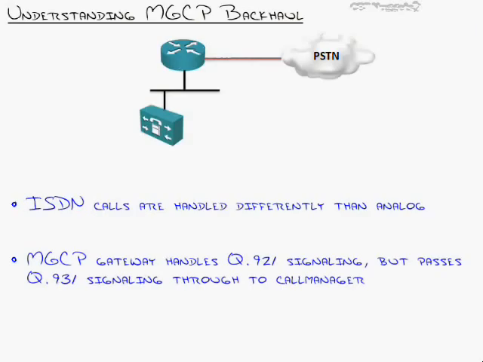Then finally, I've got multiple MGCP configuration scenarios to walk through with you from the gateway and the call manager perspective. Well, let's start things off by talking about MGCP backhaul, which is a configuration and a concept that allows your router and call manager to split the configuration and control of an ISDN line.